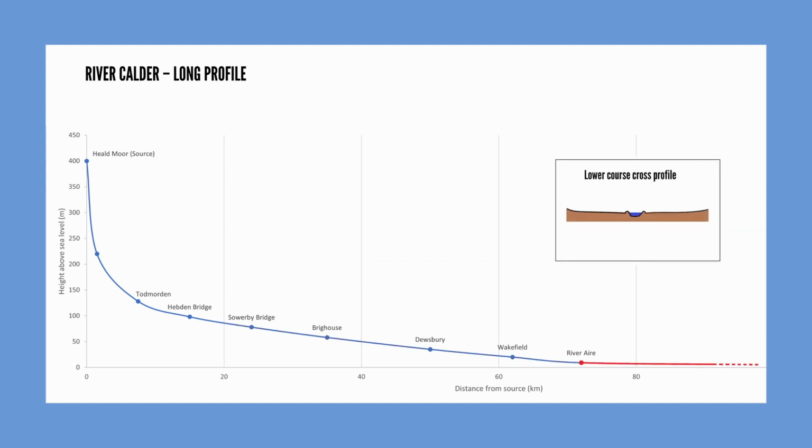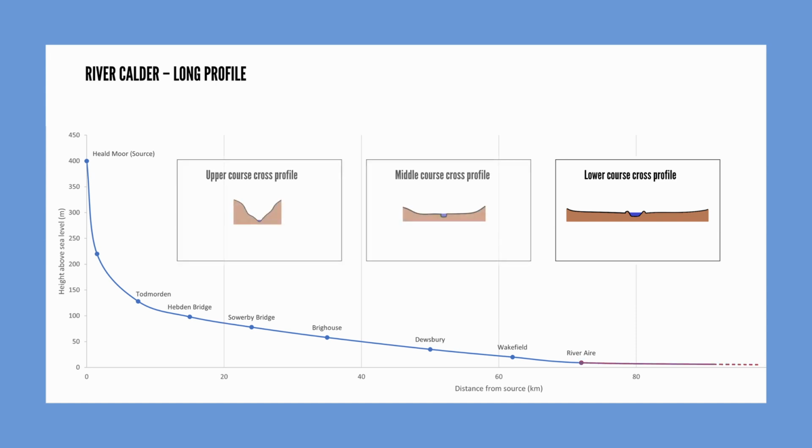In the lower course, the valley sides are very wide apart. Sometimes it can be difficult to spot the sides of the valley, they are so distant. The river channel is now at its deepest and widest. When all three cross profiles are shown together, it is possible to see the differences in their shape and character. But do be aware that the scale of each cross profile is likely to be different.